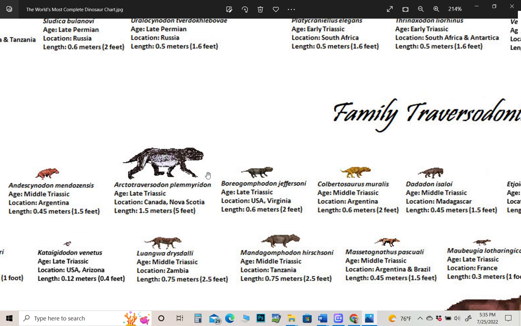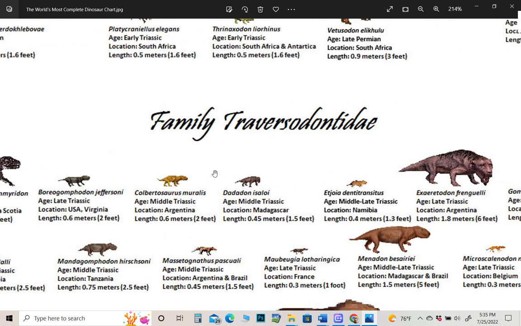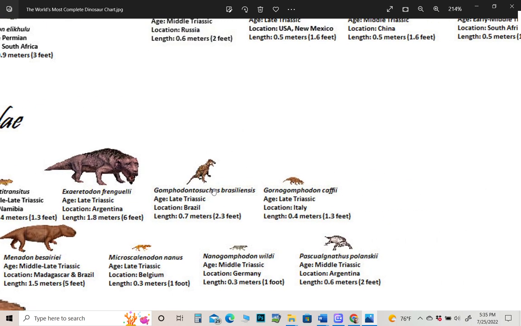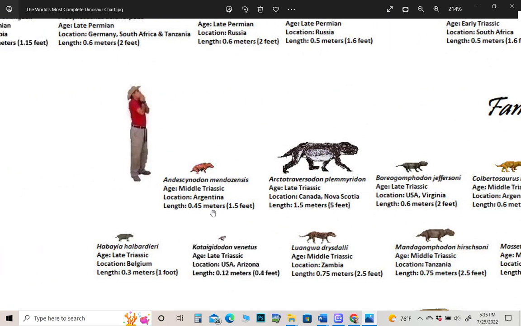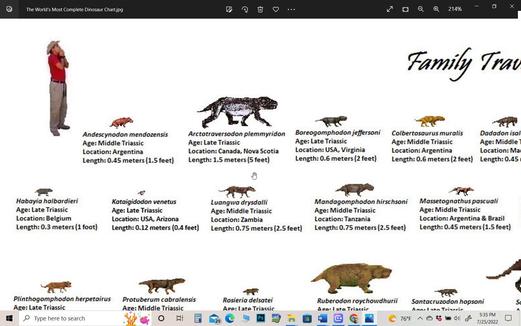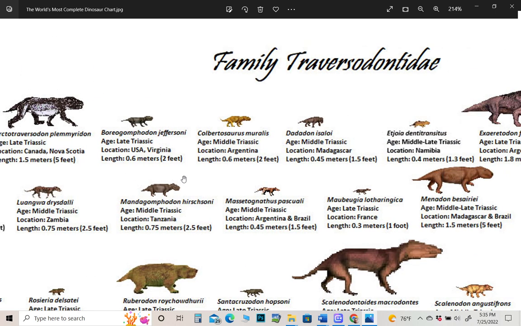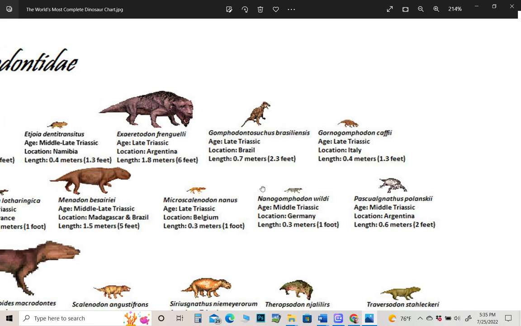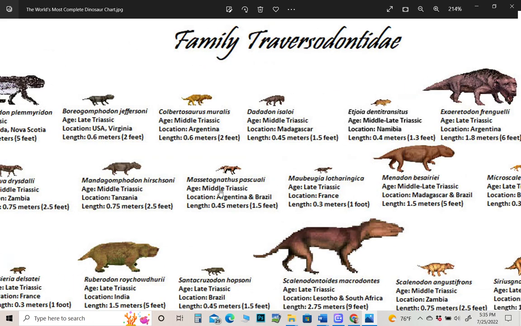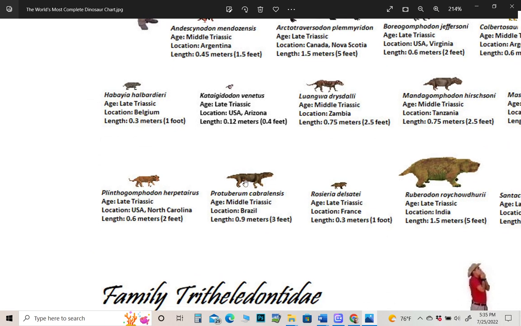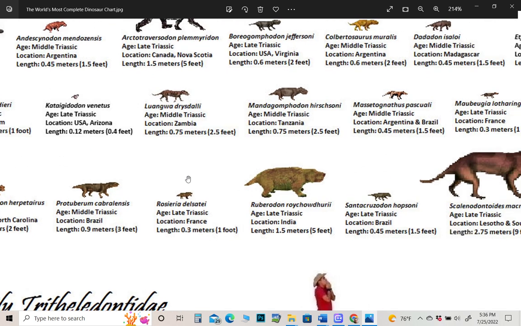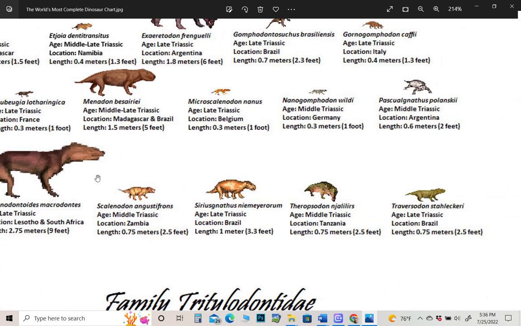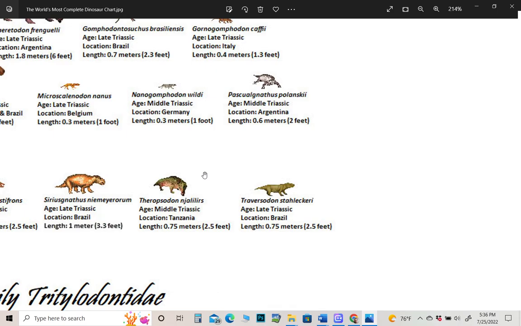Andicynodon, Arctotraversodon, Bryogomphidon, Colbertosaurus, Didodon, Etjoya, Exeritodon, Gomphodontosuchus, Gornogomphidon, Habiaya, Kataigidodon, Luangwa, Mandagomphidon, Macedognathus, Malbugia, Menodon, Microscalinodon, Nanogomphidon, Pascualognathus, Plinthogomphidon, Protuberum, Rosiuria, Ruberodon, Santa Cruzodon, Scalinodontoids, Scalinodon, Siriusgnathus, Theropsodon, Traversodon.